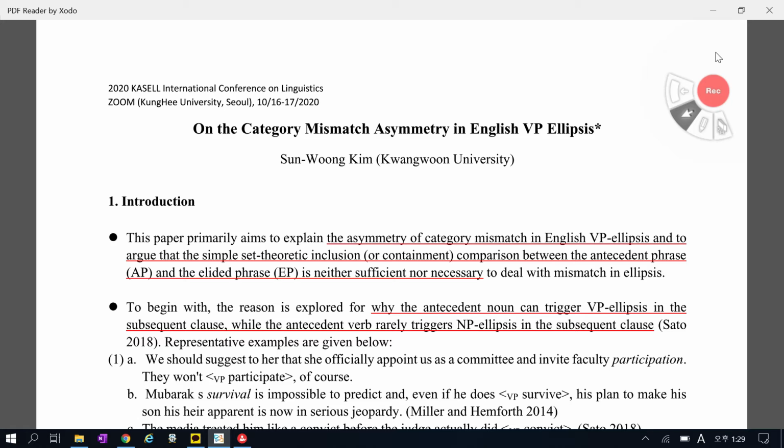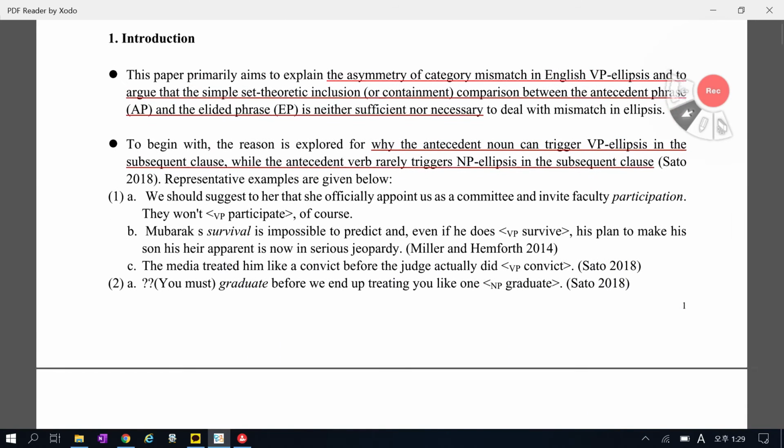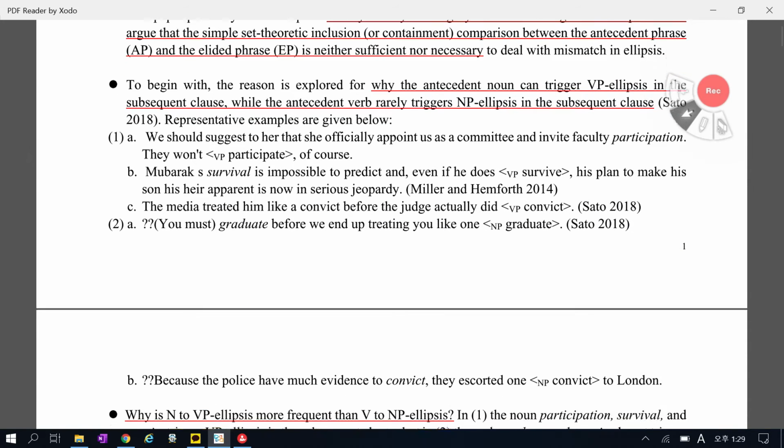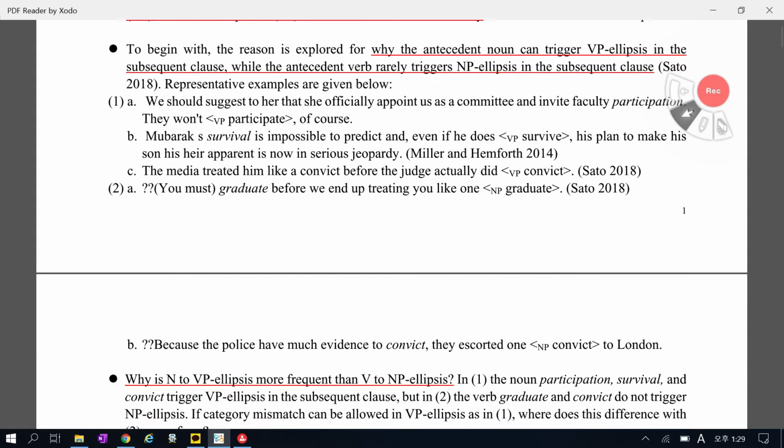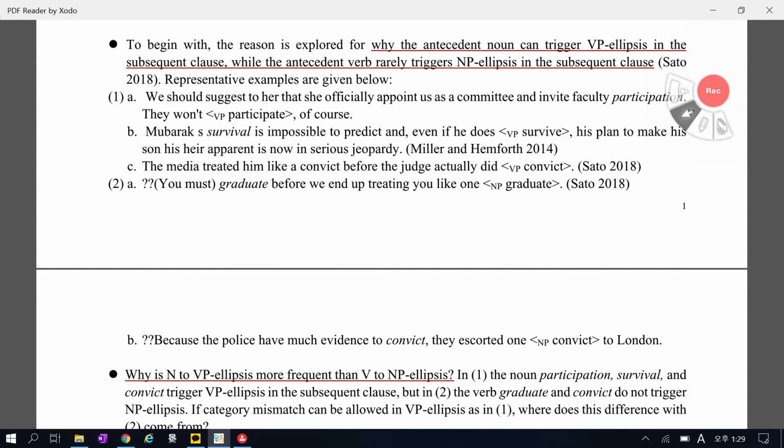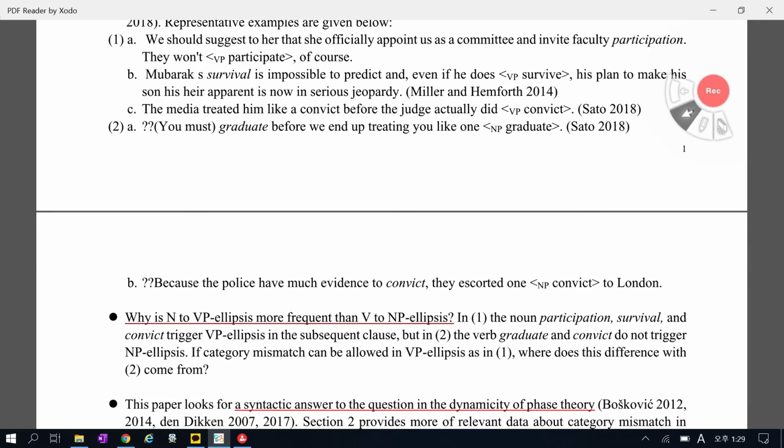To begin with, the reason is explored for why the antecedent noun can trigger VP ellipsis in the subsequent clause, while the antecedent verb rarely triggers NP ellipsis in the subsequent clause. Sato, 2018. Compare 1a and 1b. Compare examples in 1 and those in 2. The 1a examples are good, but the 2 examples are quite bad.